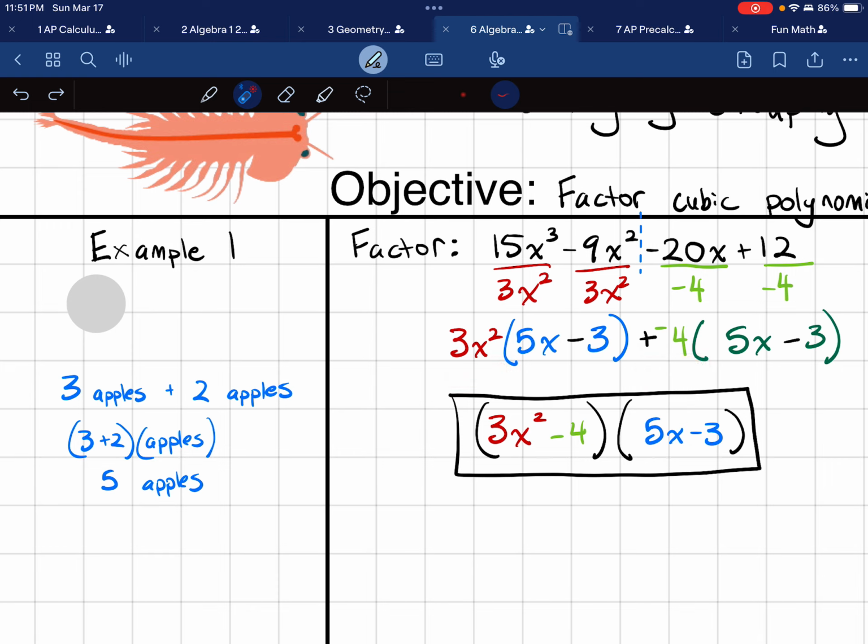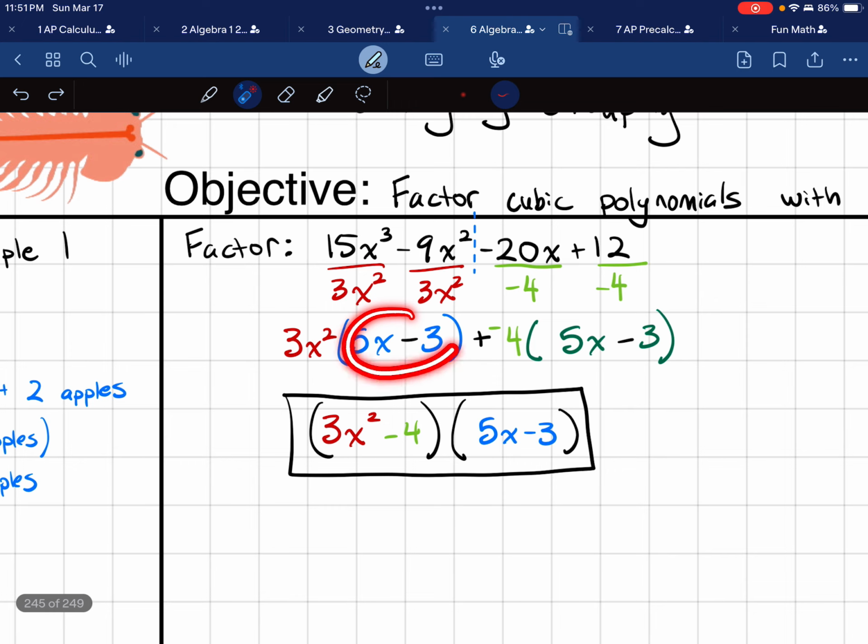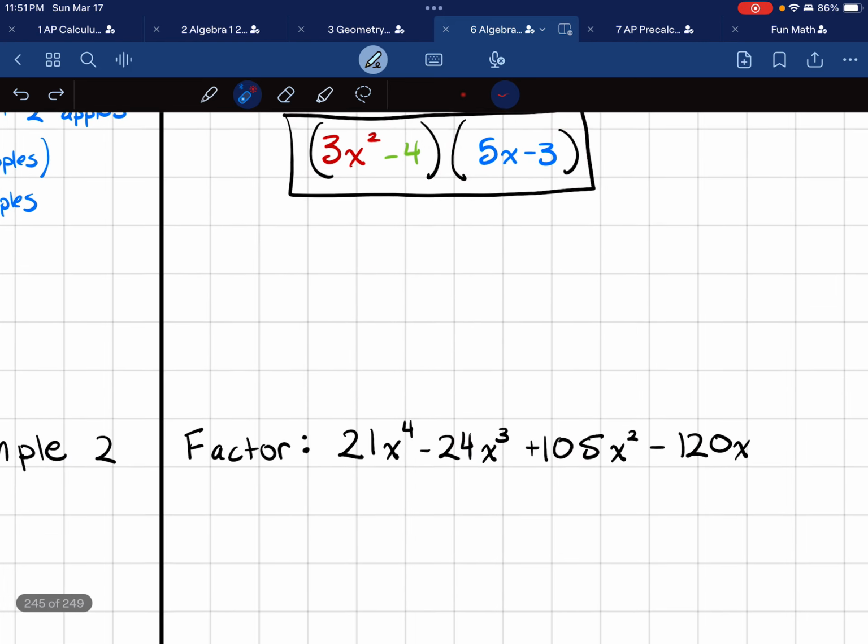I know there will be confusion, but this process that I've done over and over will work. Again, just make sure that this and this are the same number to make groups. That this is 3x squared groups of 5x minus 3. This is minus 4 groups of 5x minus 3. Count the total number of groups of that 5x minus 3. Let's see another example and see how it works.